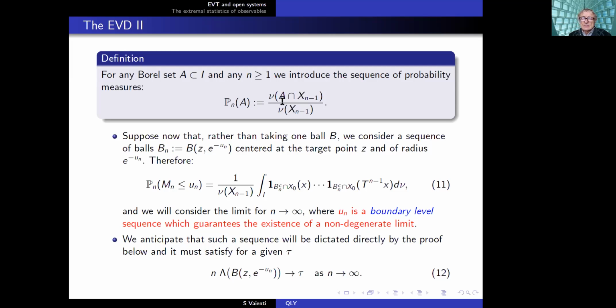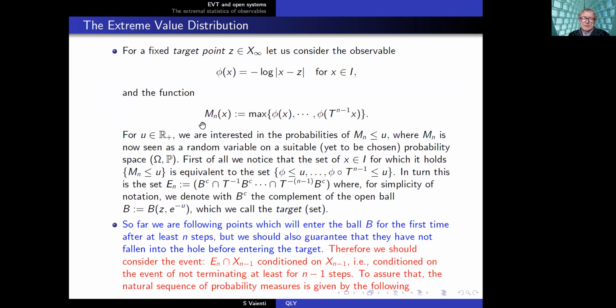Okay, I intersect. I take any set A, I intersect with the surviving set, and now I normalize with the measure of the surviving set at the stage n. This gives us a sequence of probability measures on the unit interval. Now let's come back for the moment to this observable.